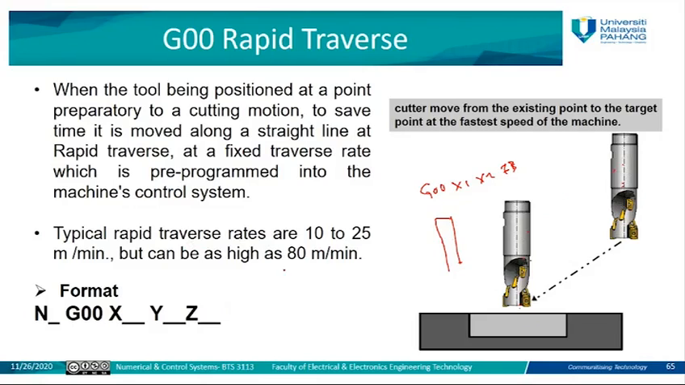But it can also reach 80 meters per minute. The format is like this one. And here is the number: is it 1, 2, 5, 10, 100? What is the number of the block?